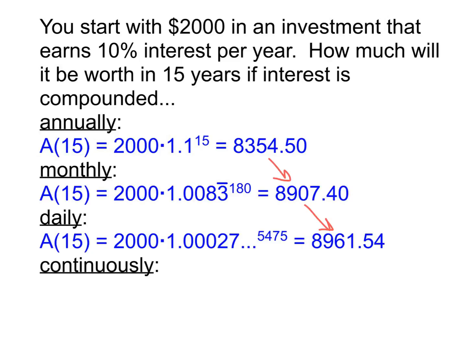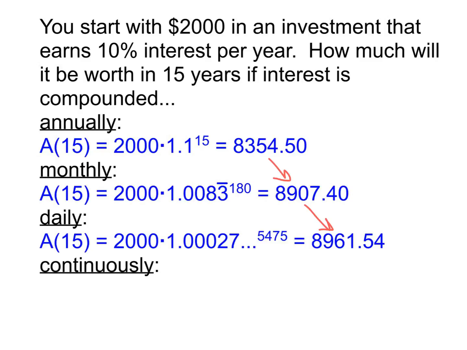And so then that brings us to that last question. What about the idea of continuously compounding interest? So the idea here is that annually means we compounded it once per year. Monthly was 12 times per year. Daily, 365 times a year. We could go hourly. We could go every minute. We could compound every second.